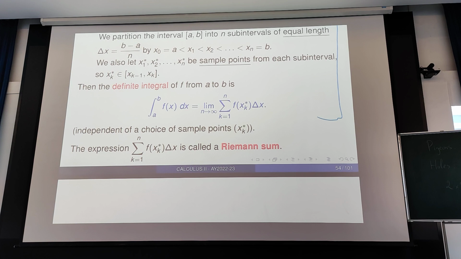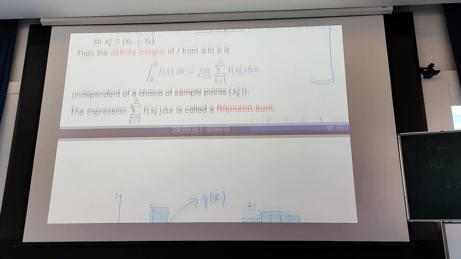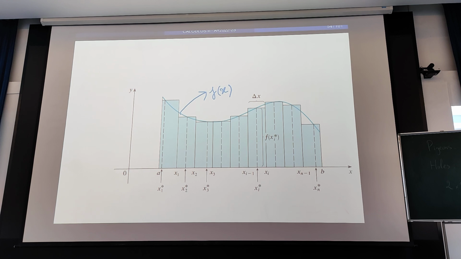That is the reason we have a limit. When we increase the number of sample points, here are some sample points, you can approximate the area by the sum of the areas of the rectangles. That is the idea of deriving the definite integral for a one variable function.